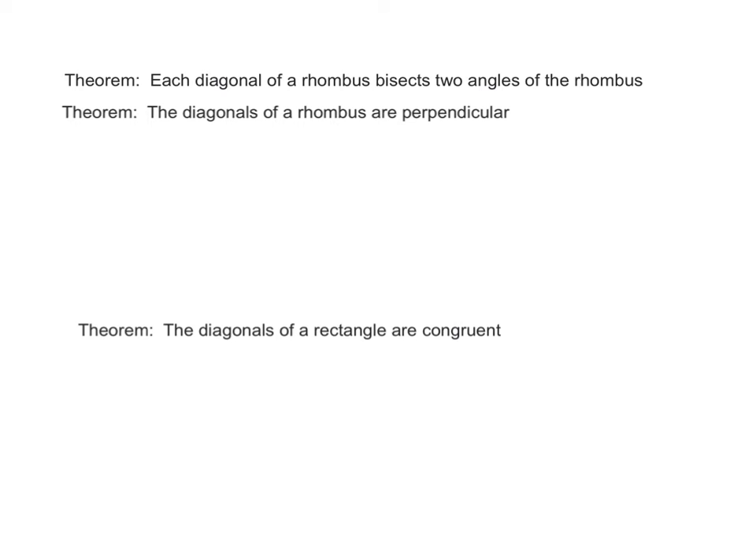All right, so a couple other ideas here. These are both involving rhombus. Each diagonal of a rhombus bisects two angles of the rhombus. So let's think back. What's a rhombus? Well, a rhombus is a parallelogram, but it's a special one. It's one where all the sides are exactly the same. A rhombus could be a square, but I'm not drawing it as a square here. It says each diagonal of a rhombus bisects two angles of the rhombus.